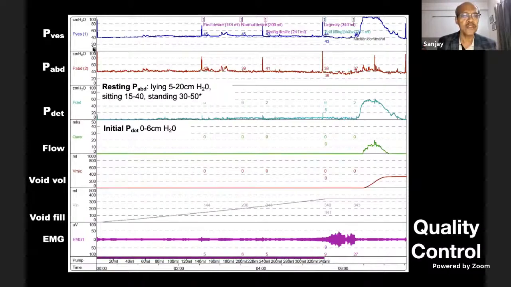The other thing you can notice here is periodic cough. There's a cough done in the beginning to start with, and you can see a reasonably good subtraction. There are periodic coughs in between, a cough at the end of filling, at the point where the patient is told to void, and a cough at the end of the test to make sure that the transducers continue to function well at the end of the study.